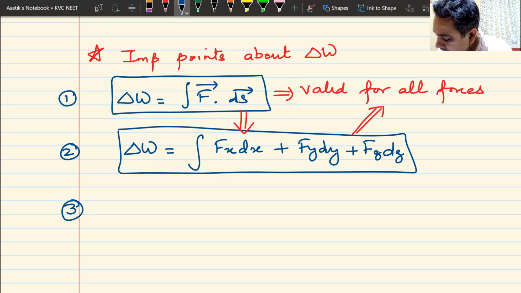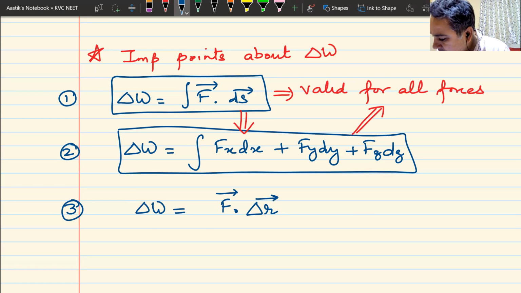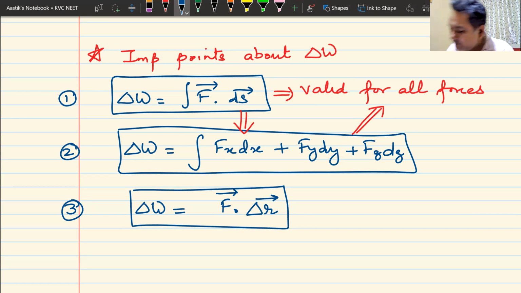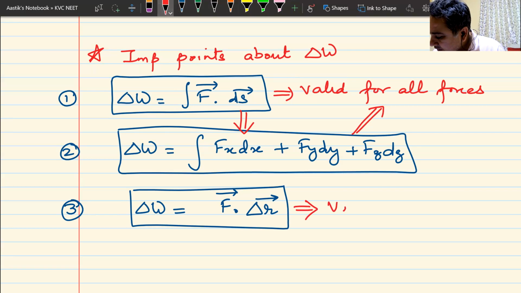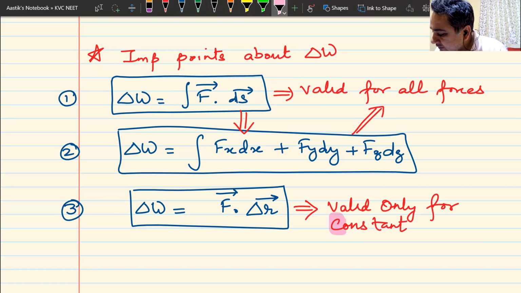Point number 3, delta W can be written as F dot delta R. But remember, whenever I'm writing this formula here like this, it now is not a general formula. It is valid only for constant force. Remember this. This formula is only valid for a constant force.